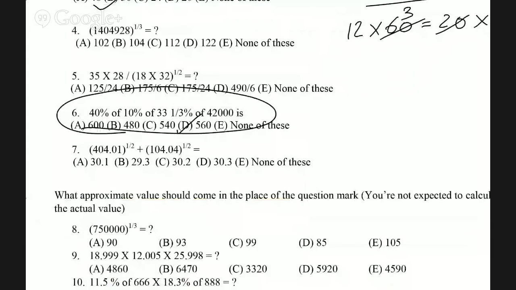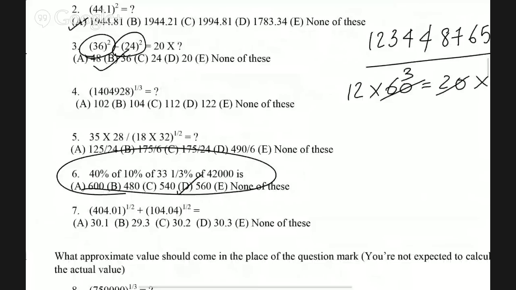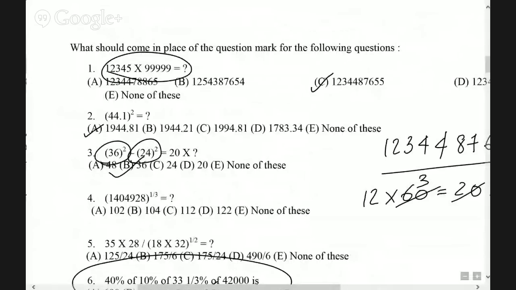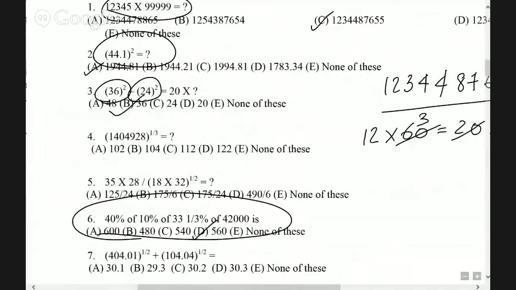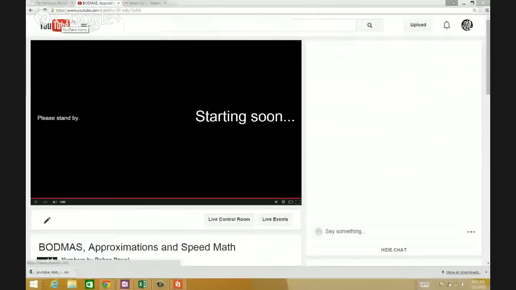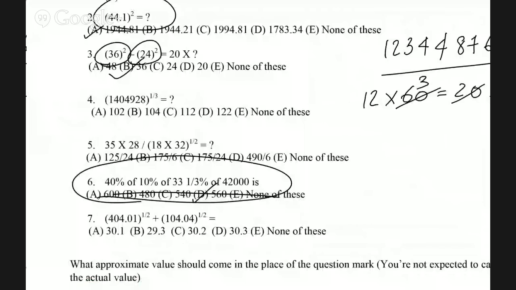That's precisely it, okay? So one question you'll have on multiplication, one question on squares, one question on percentage. Okay, one question you'll definitely have on square roots and cube roots. So let's talk about square roots and cube roots.